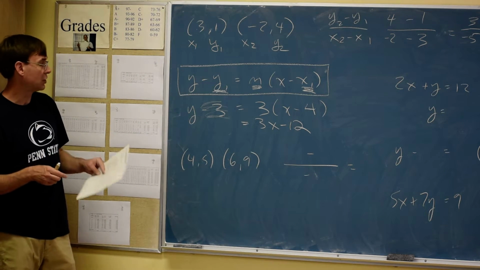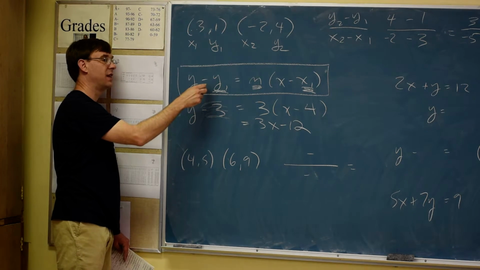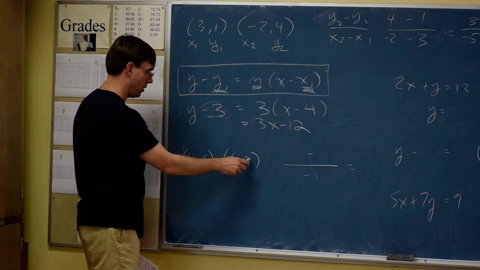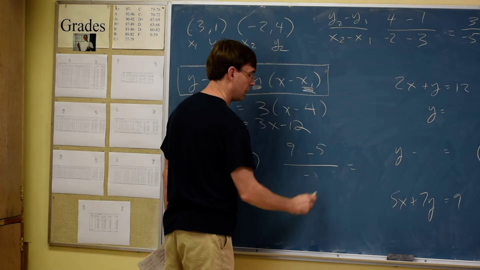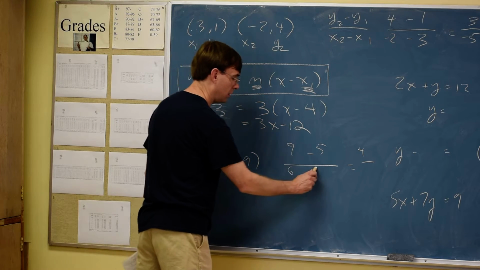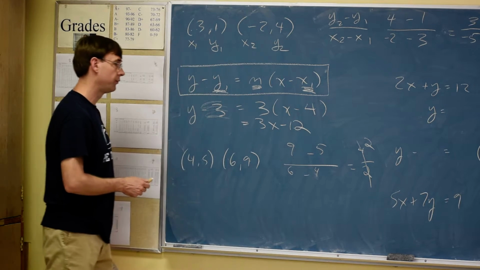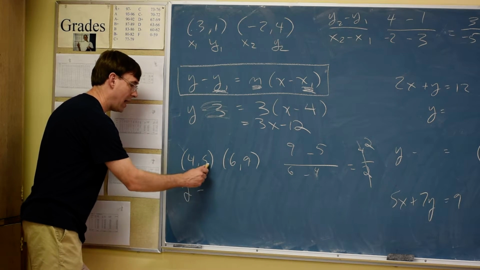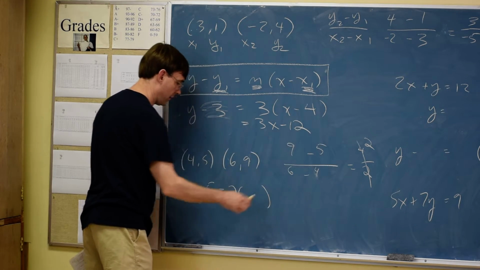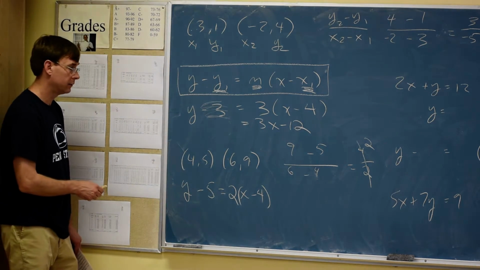39 is a similar question to this, that you have to find the slope. And it's a similar question then to this, that you have to write an equation. So we're going to go here 9 minus 5, which is 4. We're going to go 6 minus 4, which is 2. Simplifying that fraction would be a 2. Then I'm going to go y minus this 5 equals the 2 we just discovered, x minus the 4 that we knew at the beginning.